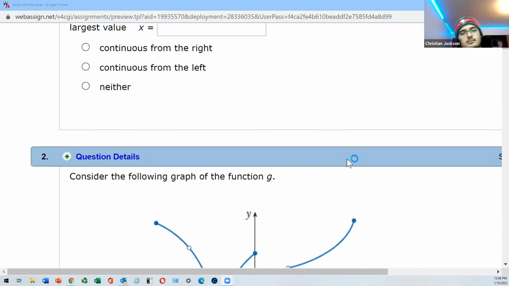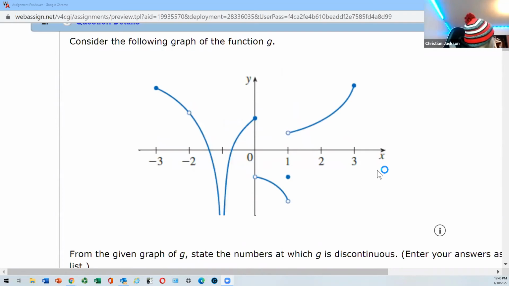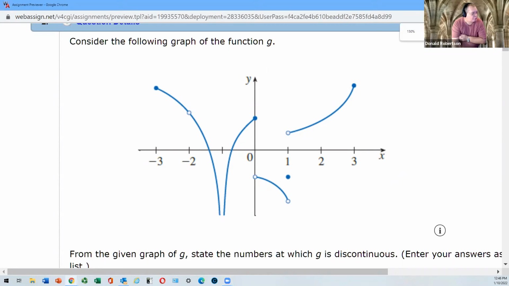Okay, another one. Let's do it a different way. Tell me the x coordinate of a vertical discontinuity. -1. Right, so there's a vertical discontinuity at x equals -1. Give me the x coordinate of a removable discontinuity. -2. Agreed. What is happening at x equals 1?